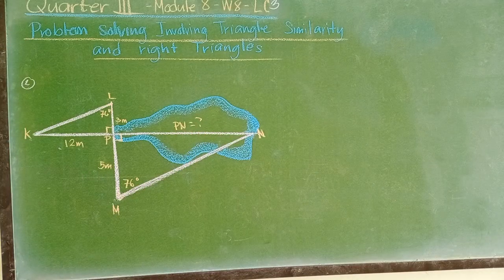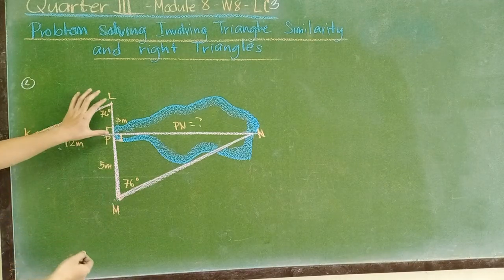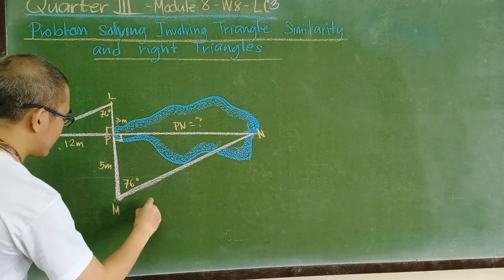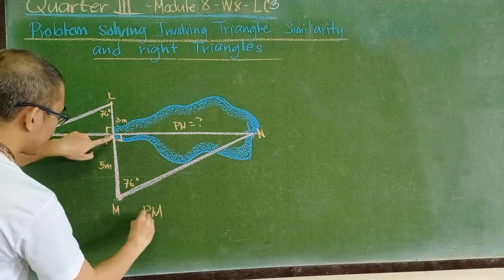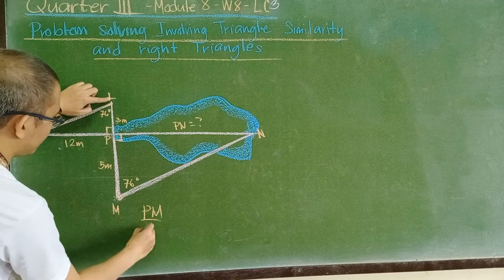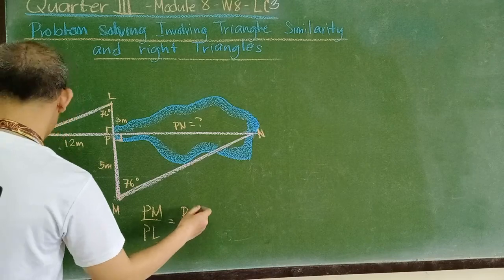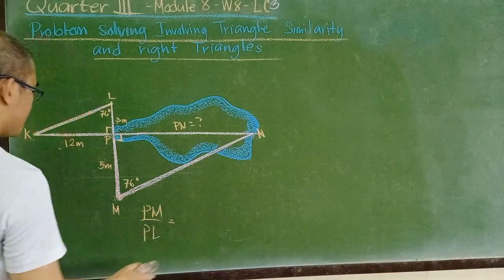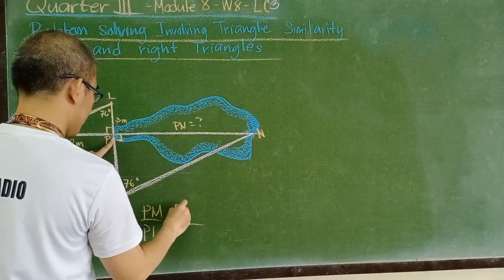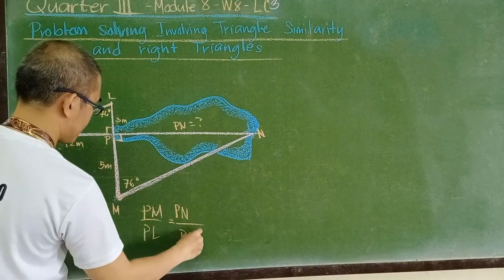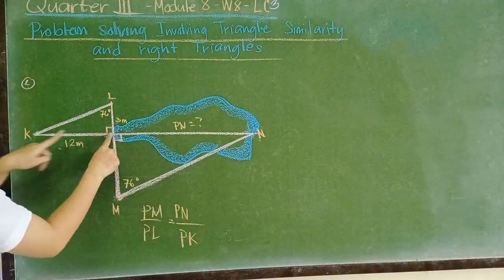So gawa na natin ng proportion. So ang magkapares, ang magka-ratio, yung 3 at saka yung 5. So let's say this is Pm, yung Pm is to Pl, and then Pn is to Pk. So Pm is to Pn, and then Pn is to Pk.